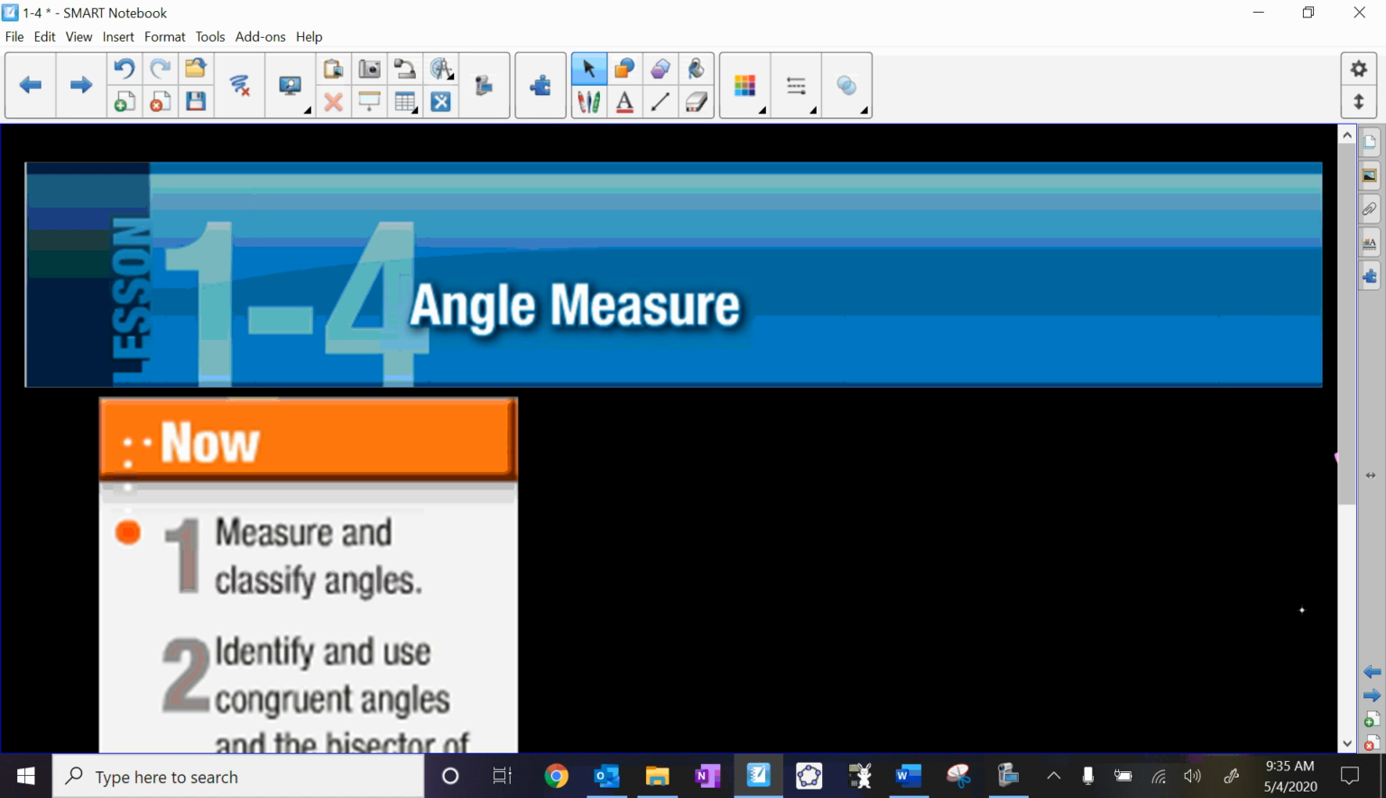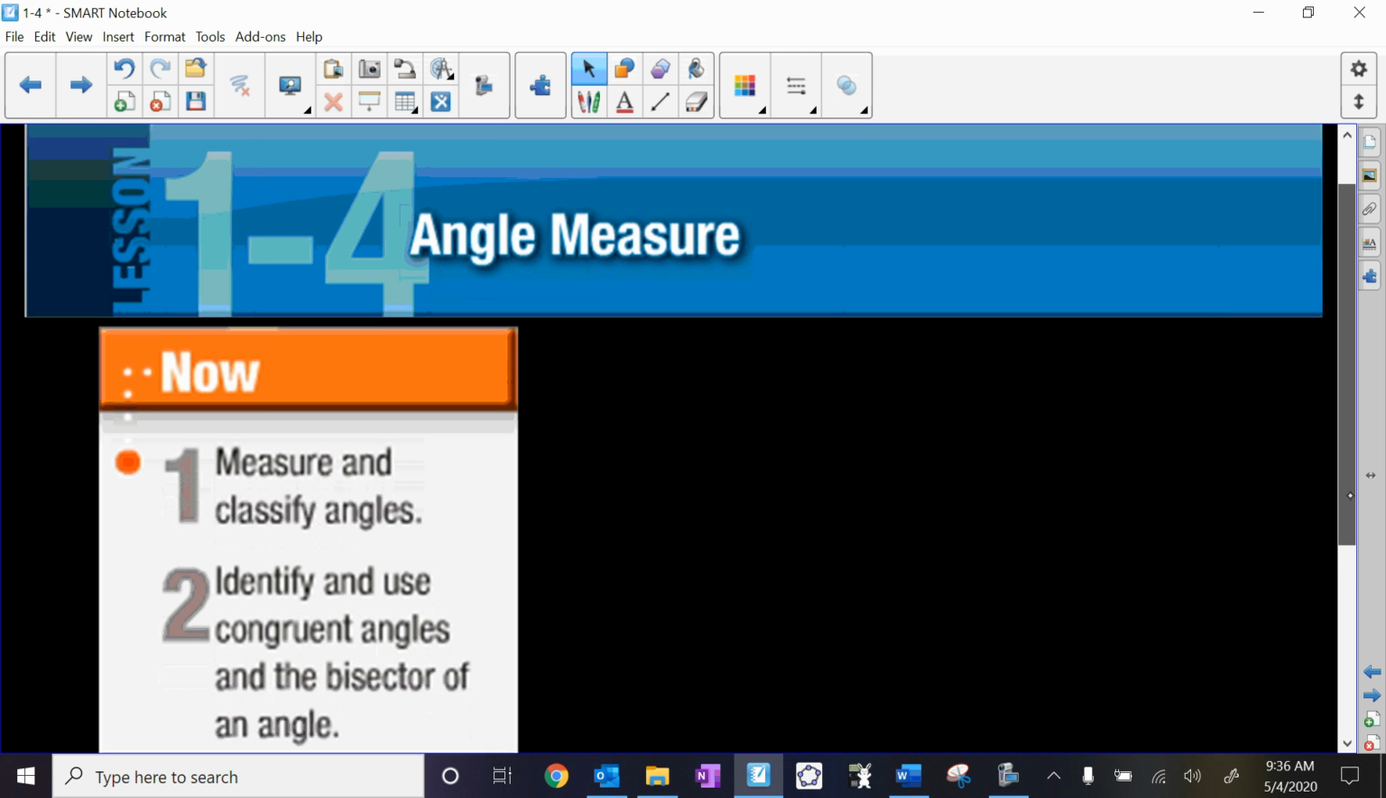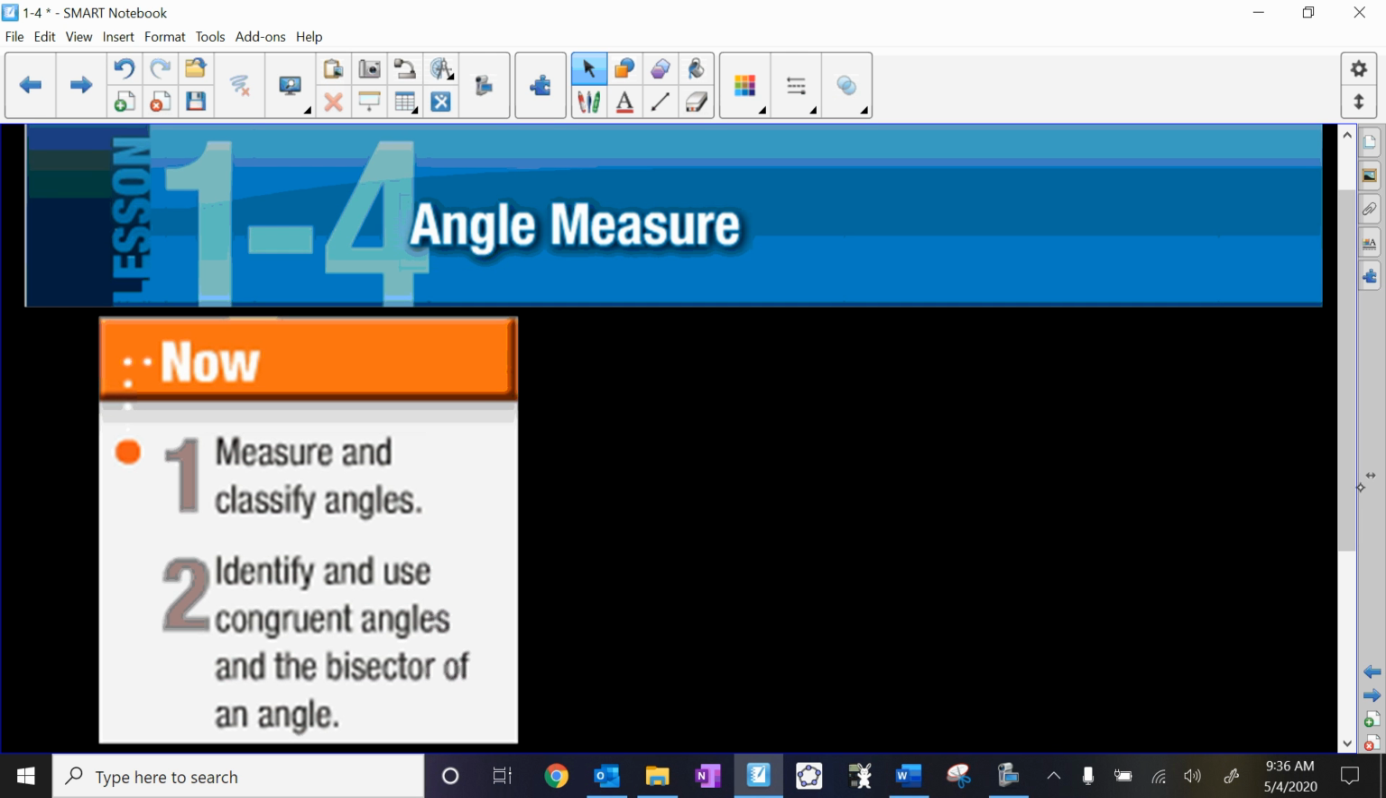We're now going to completely switch gears and look at angle measures. We've dealt a lot with lines and line segments. We're now going to look at angles in section 4. So section 4, we're going to measure and classify angles, and then we're going to identify and use congruent angles, which also includes the angle bisector.